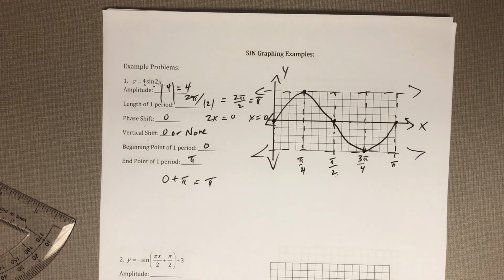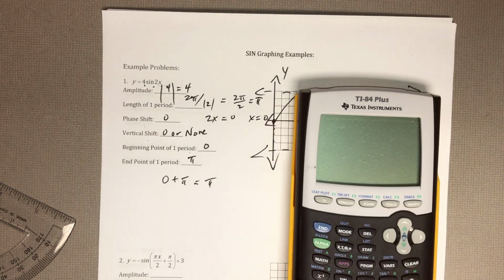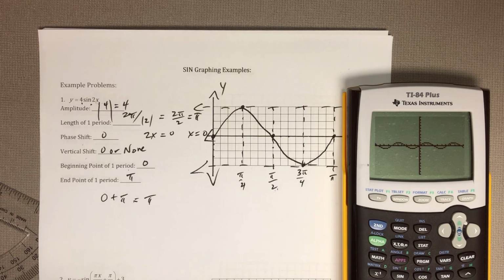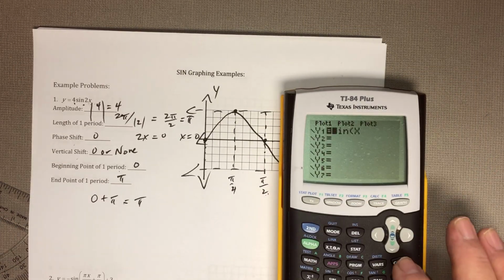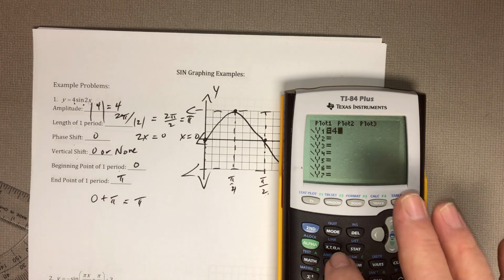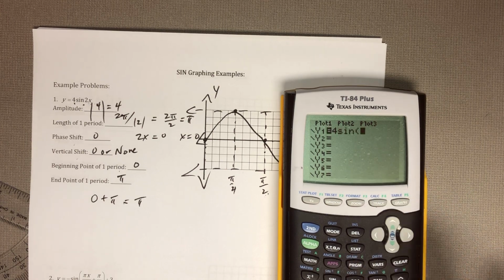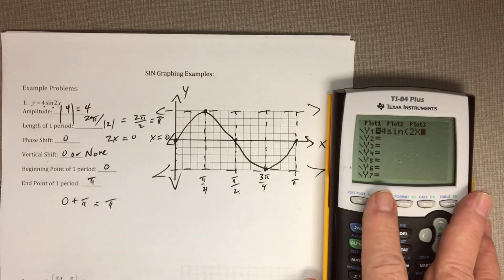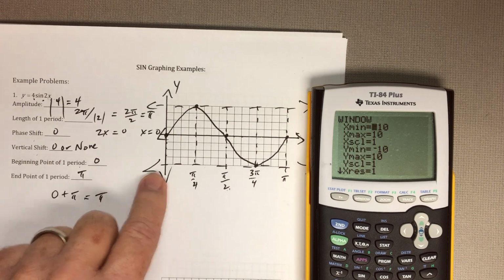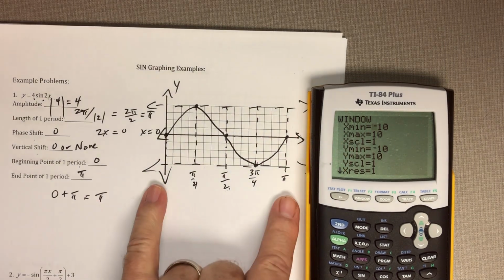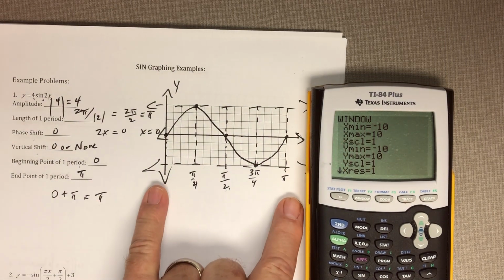And I would tell you that you can, if you want to, graph that, all right, on your calculator so you can see what it looks like. If you were to go into the y equals and type in 4 times the sine of 2x, all right? And now what I would want you to be able to look at is this. I would want you to change your window settings on your calculator to match the window settings on our paper.